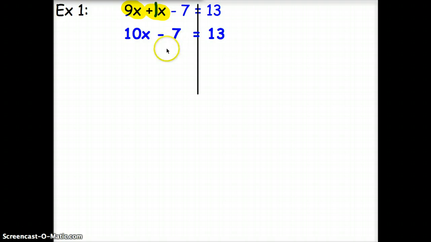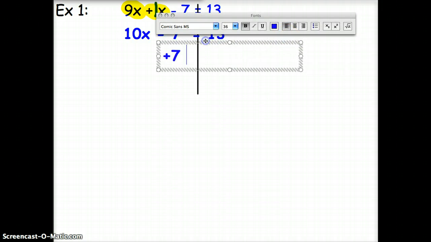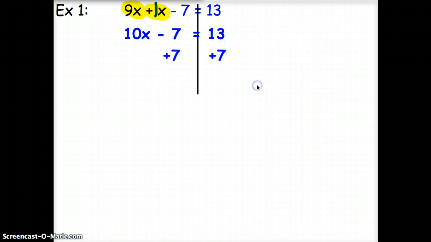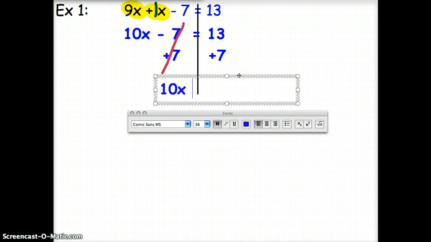From here, I need to undo any addition and subtraction. Well, the inverse, or the opposite of subtracting 7, is going to be adding 7. And we need to do this on both sides of our equation. Negative 7 plus 7 cancels, so I'm simply left with 10x equals a positive 20.